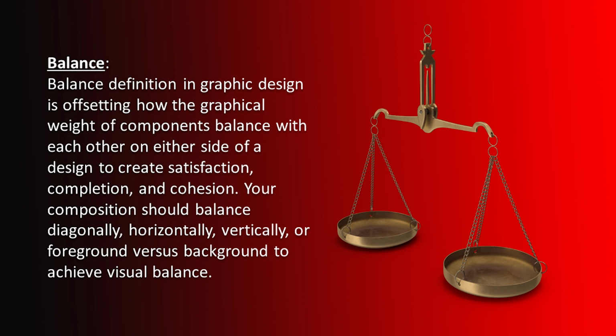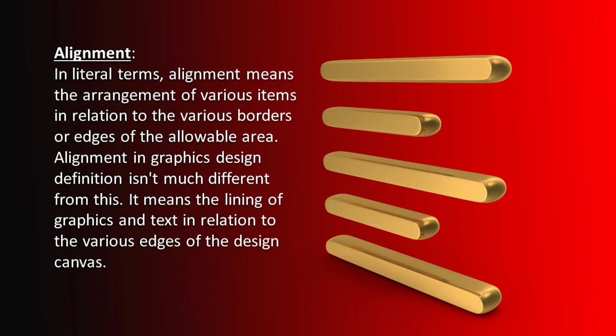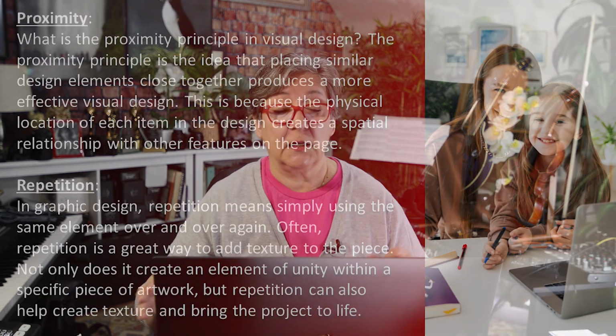Balance. The definition of balance in graphic design is really the weight of the objects, and I'm not talking about weight as in pounds, but the weight on the screen that is balanced versus unbalanced, depending on what you are communicating. Alignment. Alignment means the arrangement of various items in relation to borders, right? So you can have something aligned to the left, something aligned to the right, something distributed. And basically, this is one of those terms that is pretty self-explanatory. Things are in alignment or not.